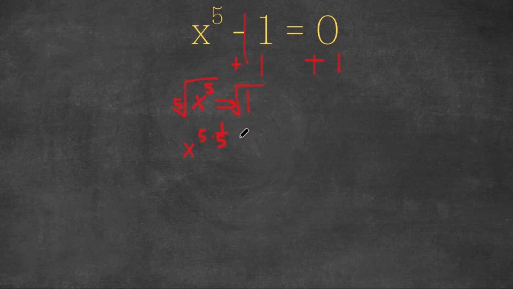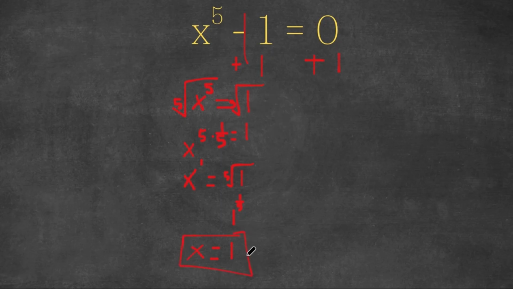And 5 times 1 over 5 is equal to 1, right? So this is x to the power of 1, which obviously equals x, equals 1 to the root of 5. Well, 1 to the root of 5, this is the same thing as 1 to the power of 1/5. And 1 to the power of anything is simply 1, because that's just how it is. So this is 1. And x to the power of 1 is x. So x equals 1. And this is our answer.